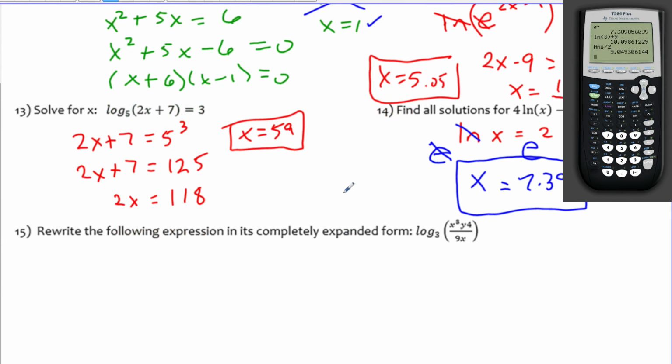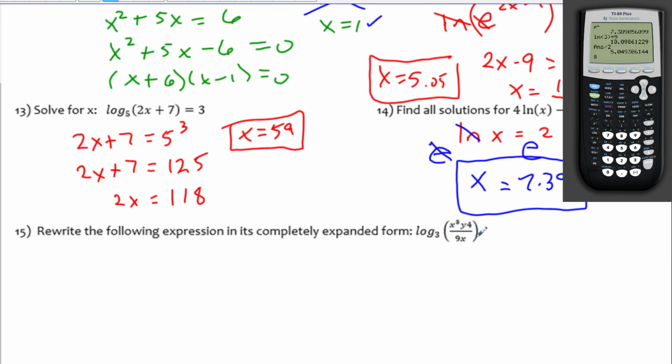Okay, problem number 15 is asking us to rewrite the following expression in completely expanded form, and what that's going to mean for us is that we don't want there to be any multiplication or division inside of a log. If there's multiplication or division, we're going to split those factors or divisors up into different parts. So the first thing we're going to do is split up the numerator and denominator.